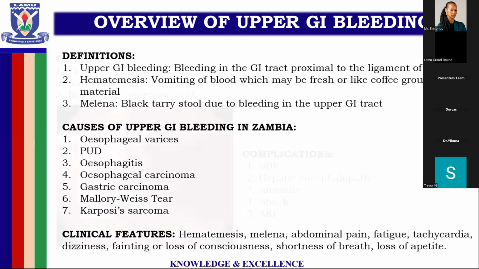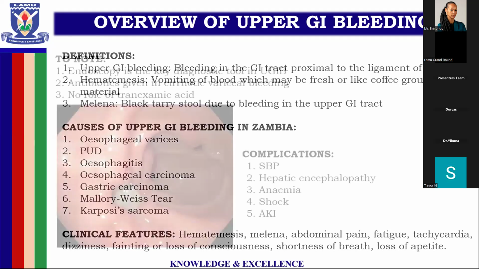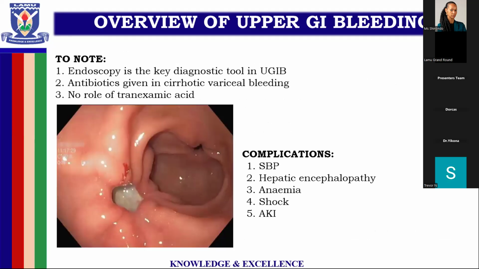All right. So when it comes to the investigations, my colleague gave a general approach to investigating patients with upper gastrointestinal bleeding. However, it is worth mentioning that endoscopy remains the key diagnostic tool in upper gastrointestinal bleeding. When it comes to the management, I gave the management as we were managing this particular patient. However, it still remains the general approach to patients who present with upper gastrointestinal bleeding.